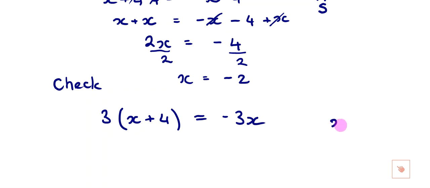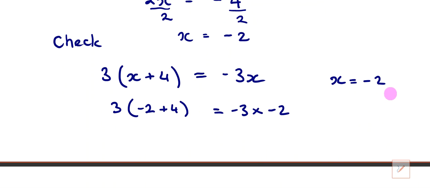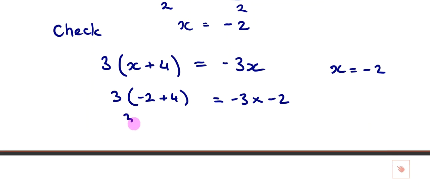So if I think x is -2, I've got to replace my x with -2, right? So we've got 3 times -2 plus 4 should equal -3 times -2. So that's 3 times -2 plus 4, which is -6 plus 4, which is -2. And -3 times -2 is 6.